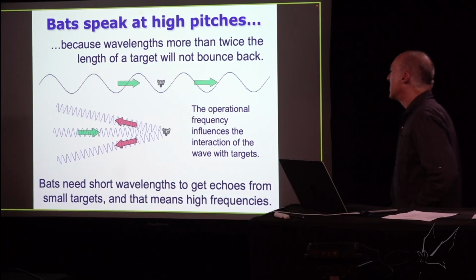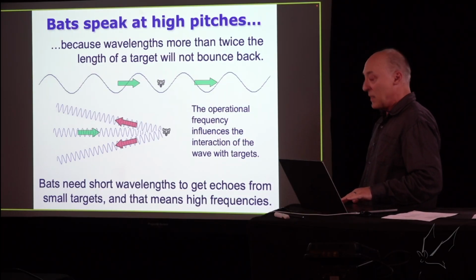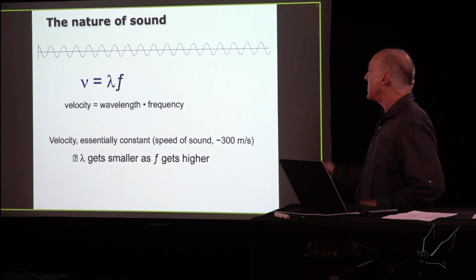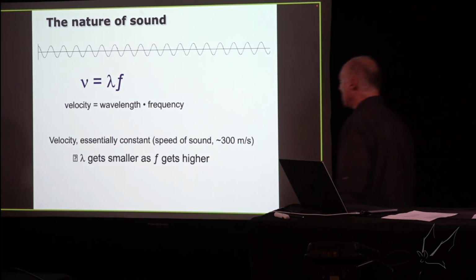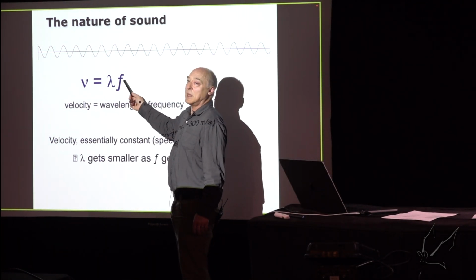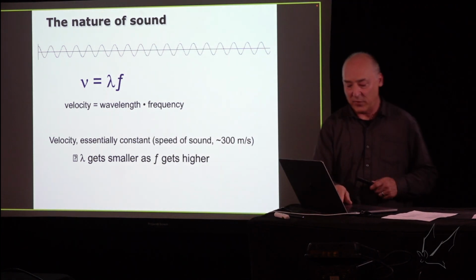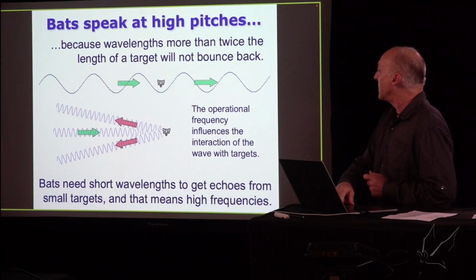So, all right, you're a bat. You need to get echo off of small targets. And if we go back to our wave equation here, if you want the wavelength to be small, the frequency has to be big. And so the bats go up to these high frequencies to get small wavelengths.